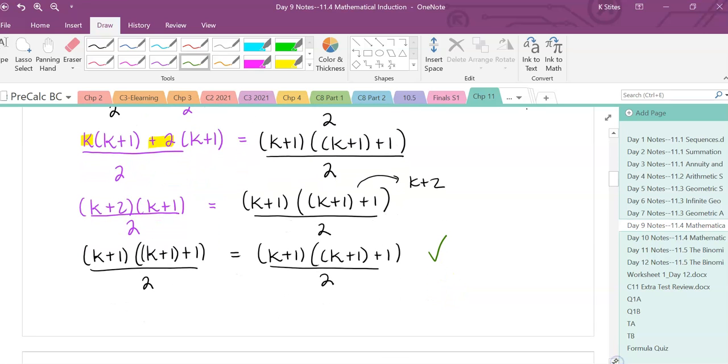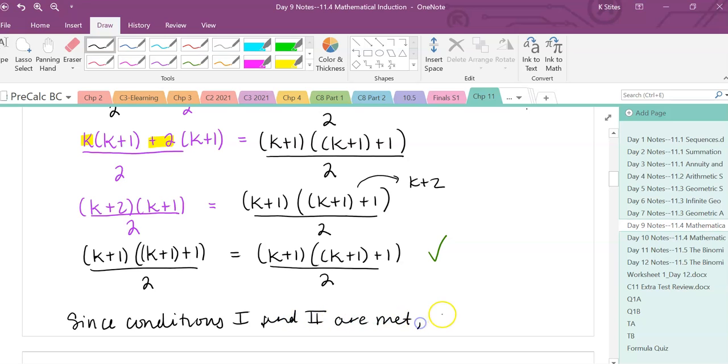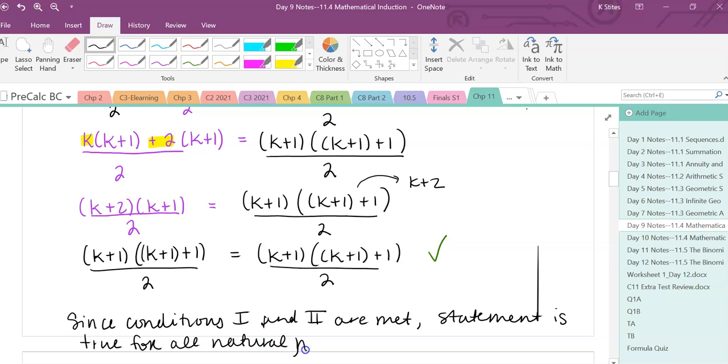and then you get to write this really exciting statement, which is: since conditions 1 and 2 are met, the statement is true for all natural numbers. Oops, and that is the statement you will write at the end of each one of these. All right, so there you go. That's your first one. So now let's try 4 more.